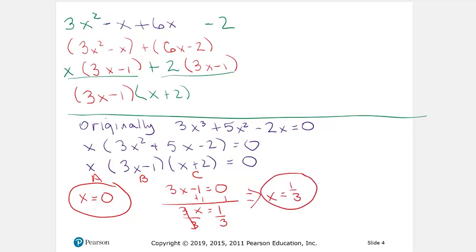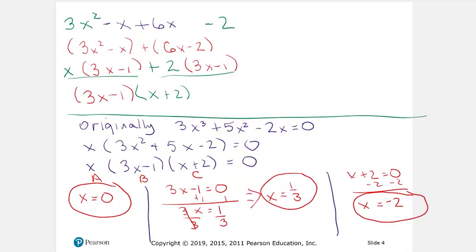That's my second solution. And then my third solution is x plus 2 equals 0. Subtract 2 from both sides, and I get x equals -2. So that is my third solution. So this problem has 3 solutions.